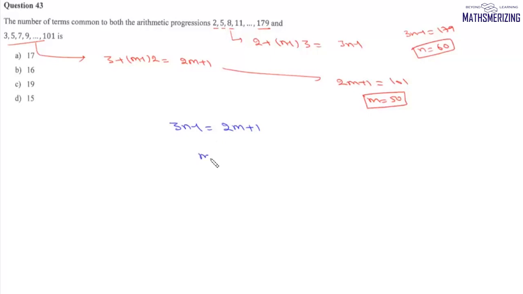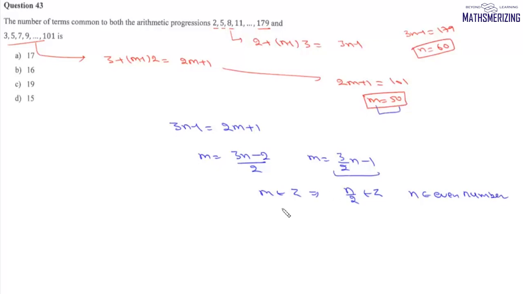So from here we can write m equals (3n minus 2) upon 2, or the value of m is 3 by 2 n minus 1. Now since m is an integer, it implies that this n by 2 must be an integer. That means this n should be an even number. And also this value of m lies between 1 and 50. So from here we can say this value, 3 by 2 n minus 1, is greater than or equal to 1 but less than or equal to 50.